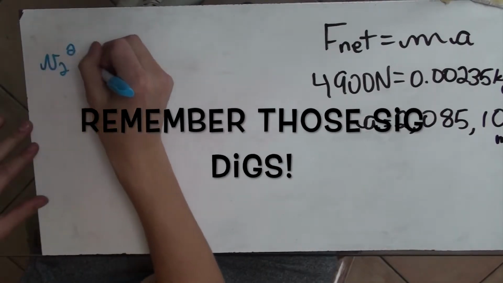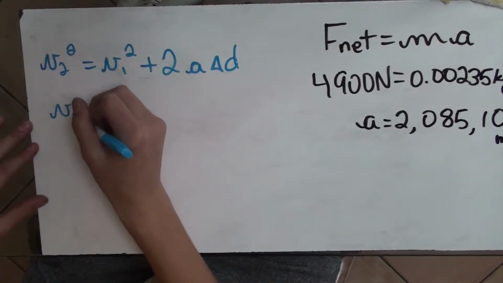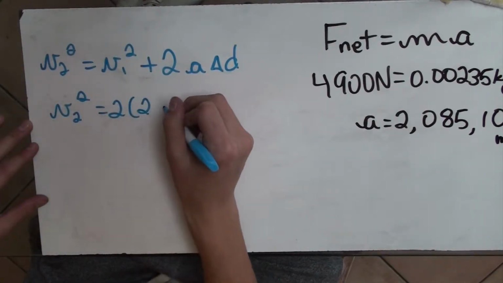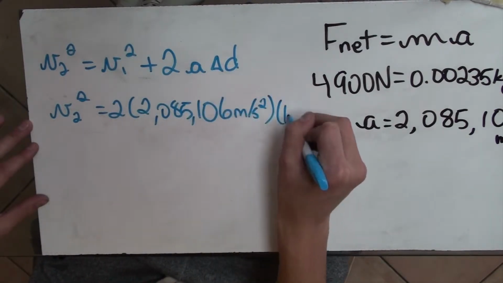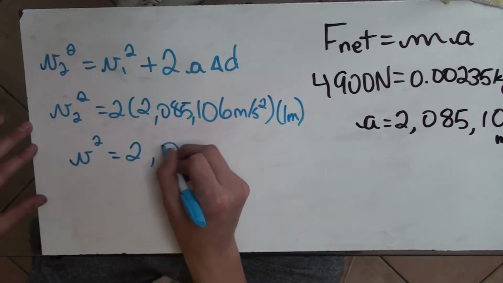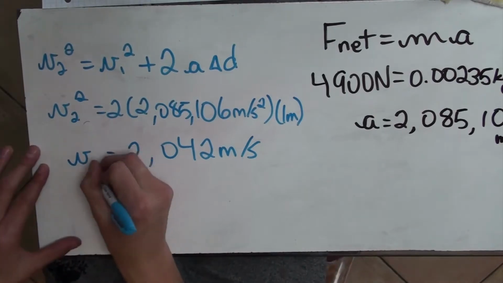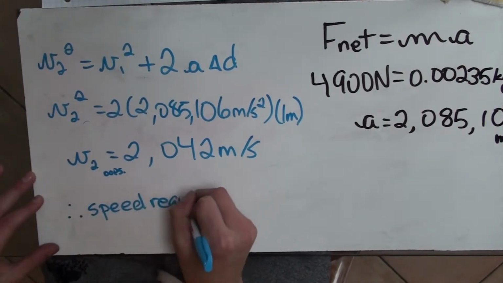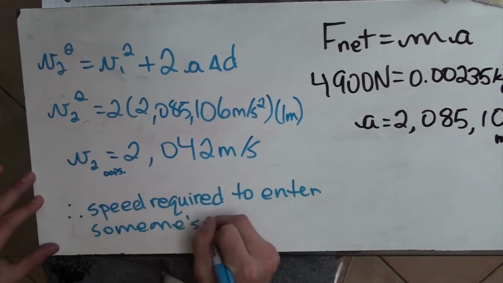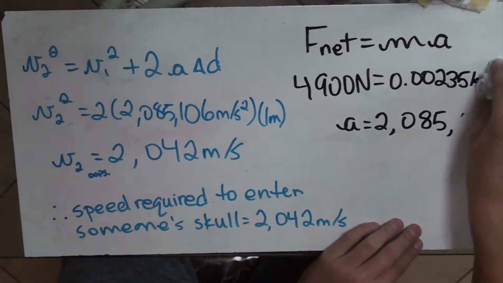Then we're going to plug this into the Big 5 equation, and we're going to use that to solve the minimum velocity needed to fracture someone's skull. Assuming a point-blank range, the penny would need a velocity of 2,042 meters a second to enter the skull, which is much higher than the terminal velocity of 28.8 meters a second.